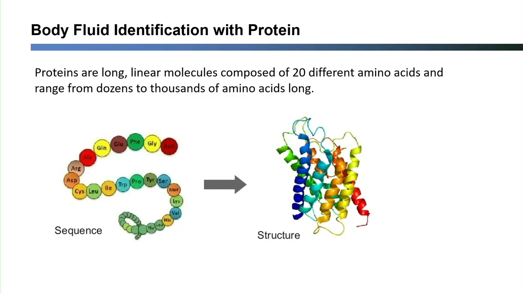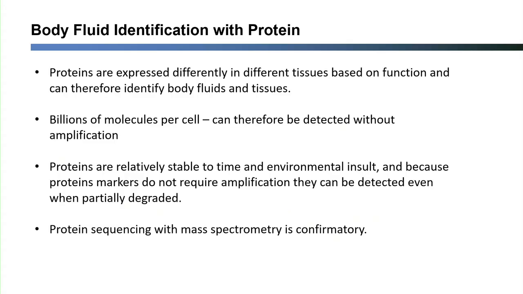So in our assay, we're using proteins to identify body fluids, specifically blood, semen, and saliva. And we use proteins because proteins are differentially expressed in different tissues based on the function of those tissues. They're present in abundance, so you can identify them without amplification. And they're also relatively stable. They're going to stick around longer and through harsher conditions than DNA and RNA typically do. And protein identification with mass spectrometry is confirmatory.